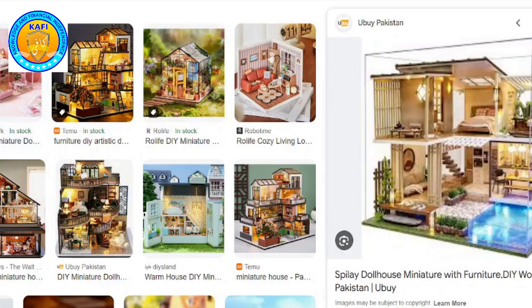This is another model. It has a swimming pool there. It has an entry from here, and then there is a kitchen, and there are bedrooms on the top. You can see that. This is a small model.